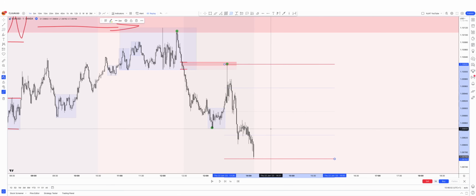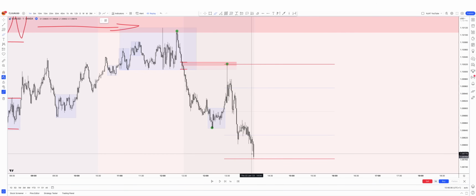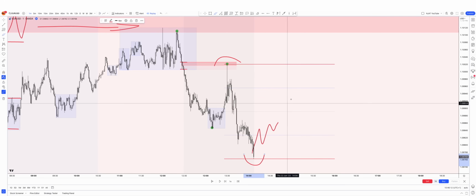Price hasn't created that low yet. So we have to wait for price to slow down and start to pull back. And then we can consider this as our new A to B price range. And then we can look into premium. We can look for ranges at premium prices.